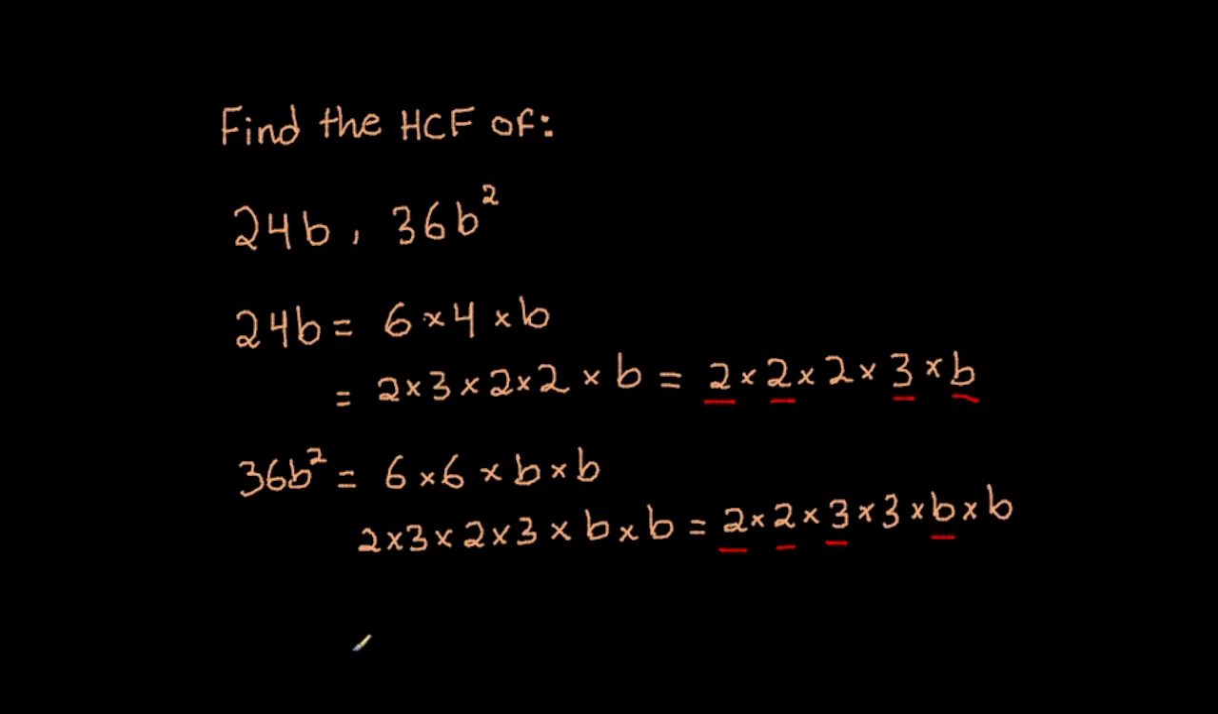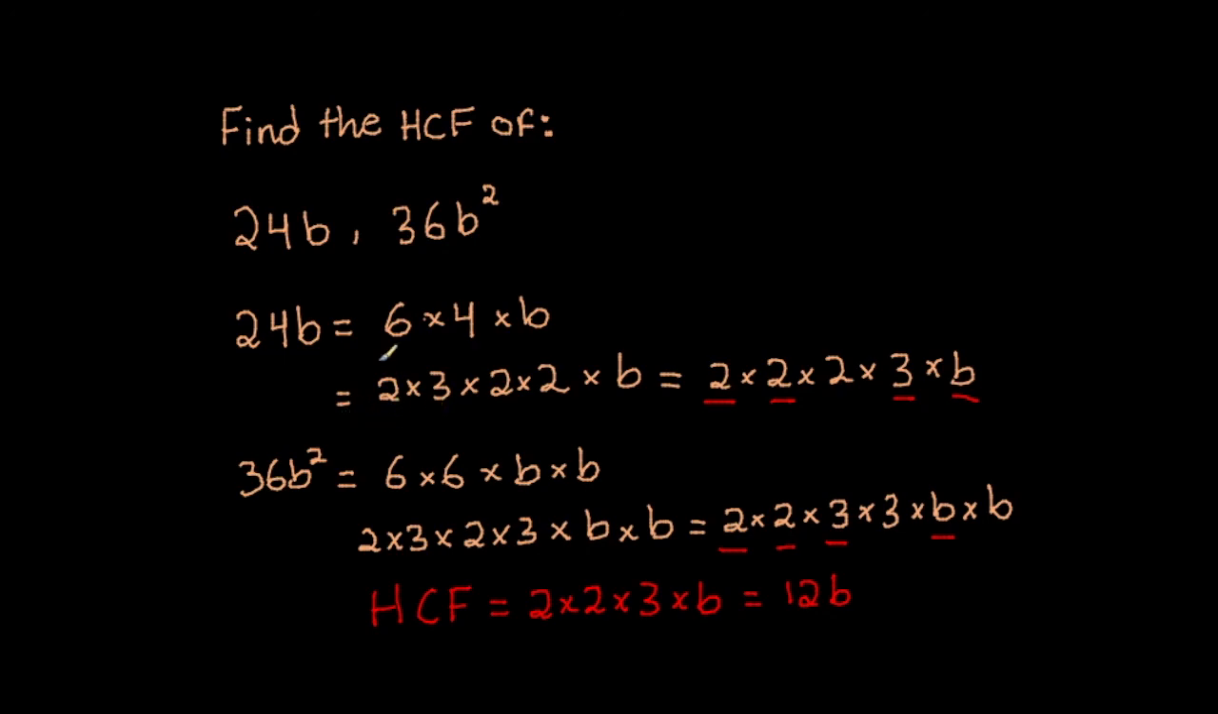So the highest common factor is equal to 2 times 2 times 3 times b. This is just equal to, now 2 times 2 is 4, times 3 is 12, and then 12 times b is just 12b. And that's it. That's the highest common factor of those two algebraic products.